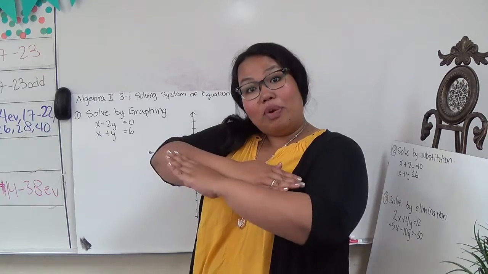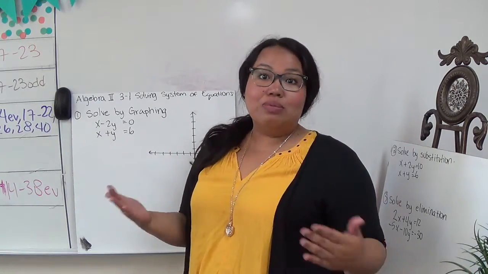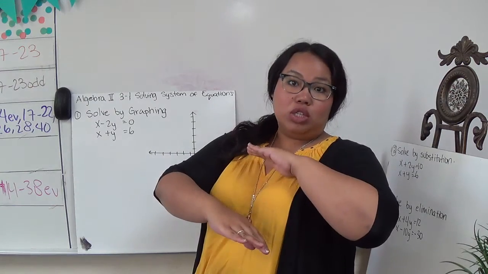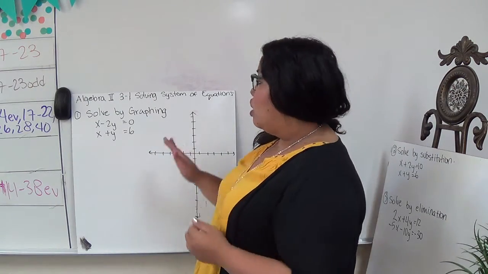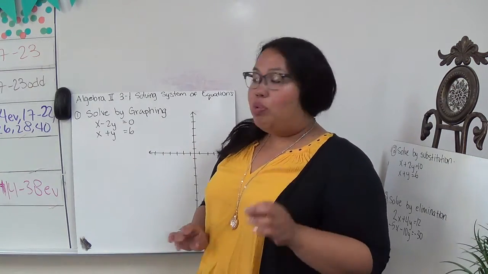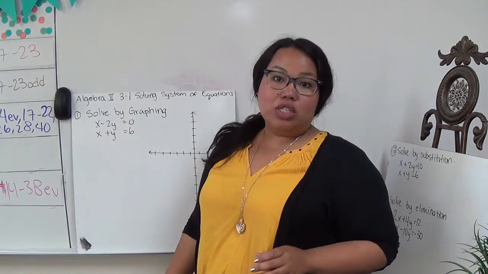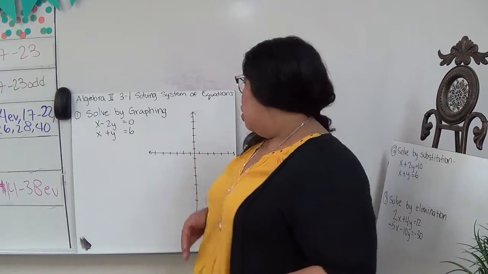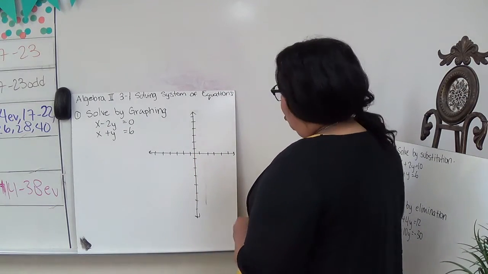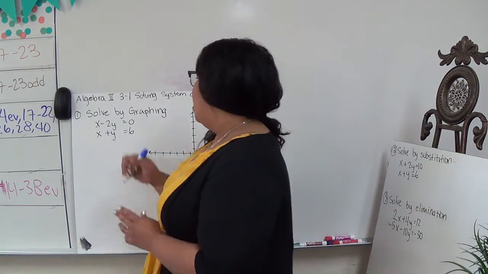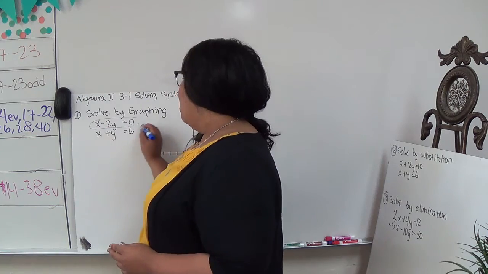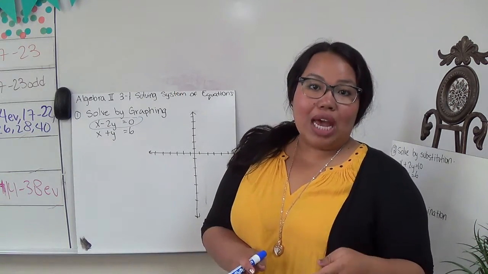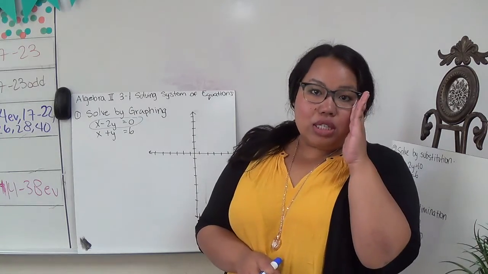Sometimes they overlap entirely, so they share all points, and sometimes they're parallel, so there's no points. That would be no solution. So the whole goal here is to find that one point that these two equations share. So I'm going to take each one and graph each line independently. It's nothing really new with the graphing. It's just I'm going to graph two lines in one graph so that I can see where they intersect.